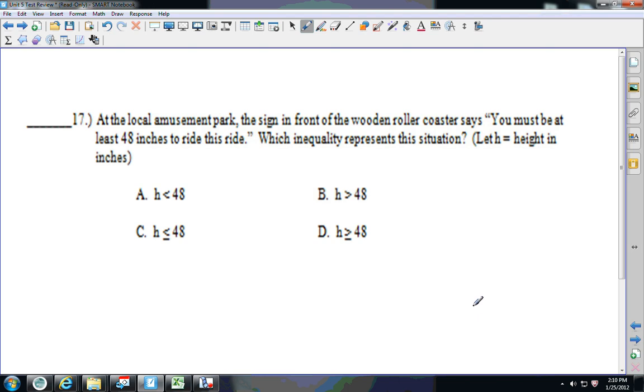Here's the next one. At a local amusement park, the sign in the front of the wooden roller coaster says you must be at least 48 inches tall. At least is greater than or equal to. The only one with greater than or equal to is D.